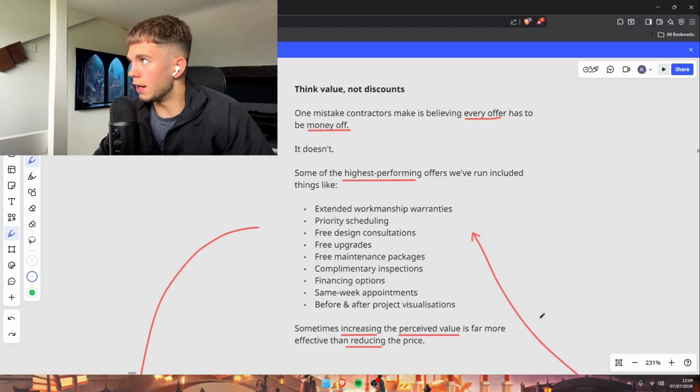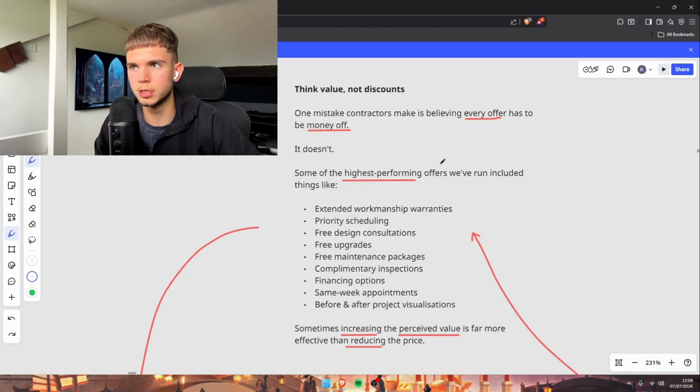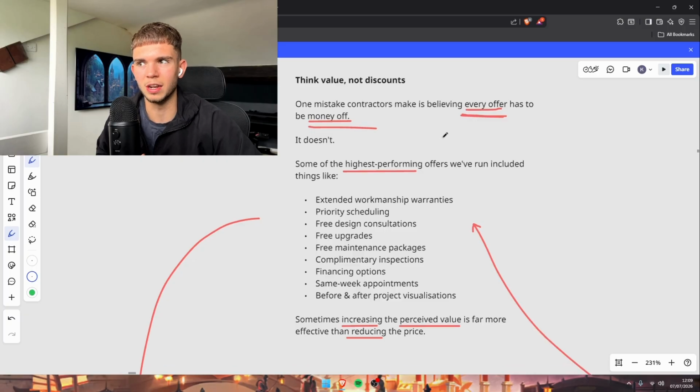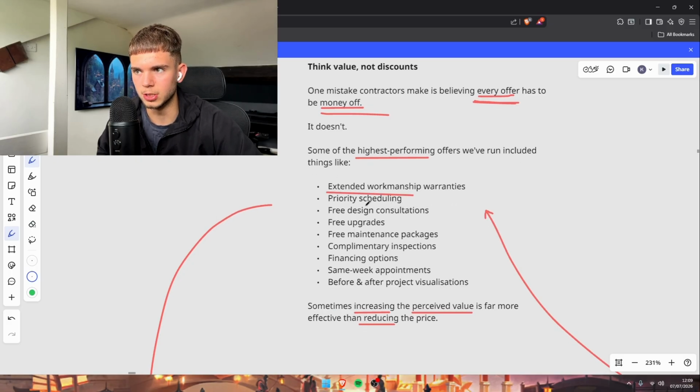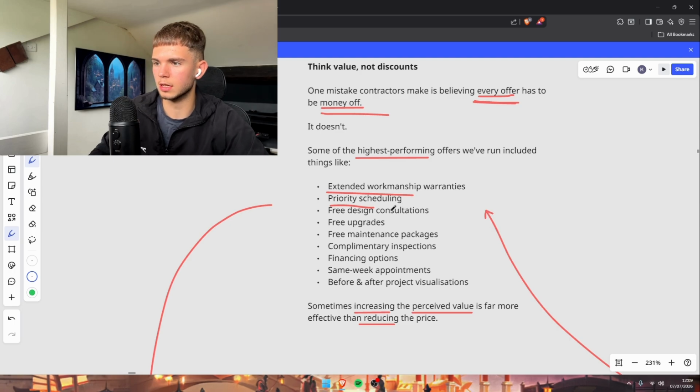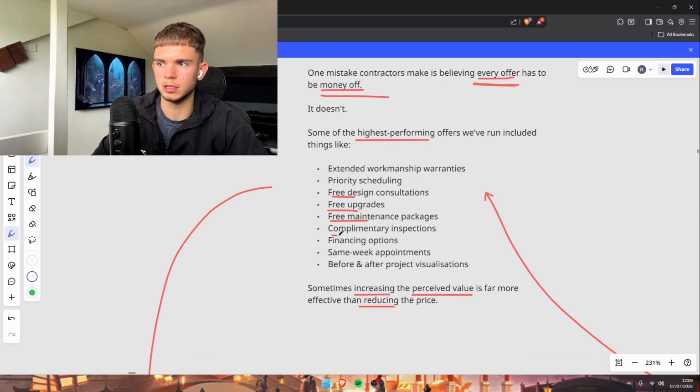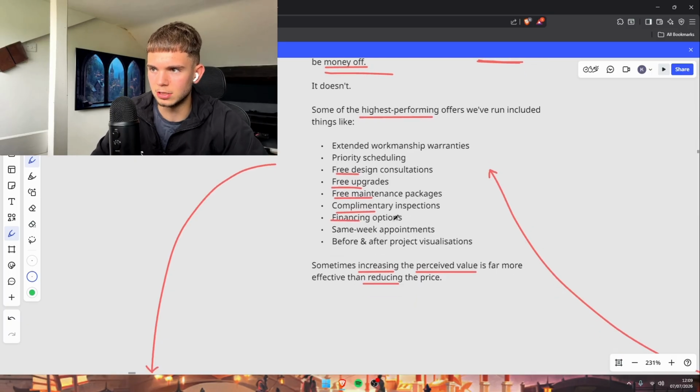So you need to think value, not discounts. One mistake contractors make is believing that every offer has to be money off or some kind of money related offer, when it doesn't. Because some of the highest performing offers we've ever run included things like extended workmanship guarantees, priority scheduling, free design consultations, free upgrades, free maintenance packages, complimentary inspections, financing options, same week appointments, before and after project visualizations.